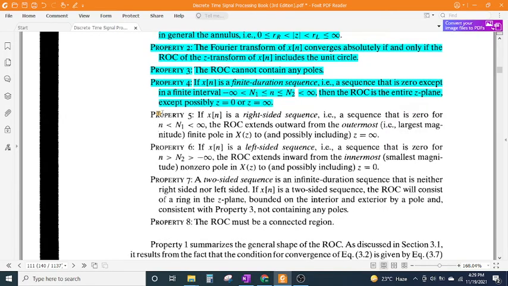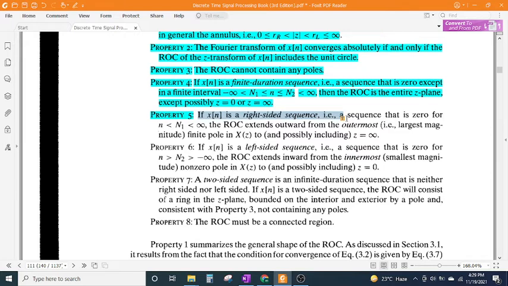z equals 0 or z equals infinity. Property 5. If x[n] is a right-sided sequence, i.e., a sequence that is zero for n < N1 < infinity, the ROC extends outward from the outermost, i.e., largest magnitude, finite pole in X(z) to, and possibly including, z equals infinity. Property 6. If x[n] is a left-sided sequence, i.e., a sequence that is zero for n > N2 > -infinity, the ROC extends inward from the innermost, smallest magnitude, non-zero pole in X(z), and possibly including z equals 0.